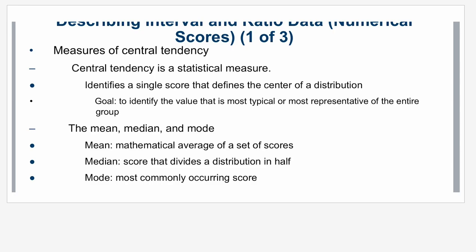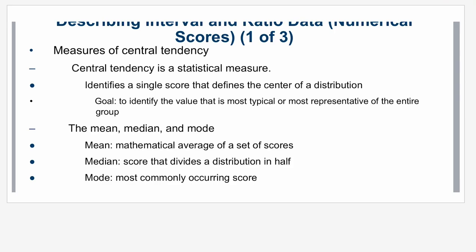Most of the people scored in a different range. And so sometimes when you can't use the mean in those situations, you need to use the median or the mode. The median literally cuts the distribution in half.